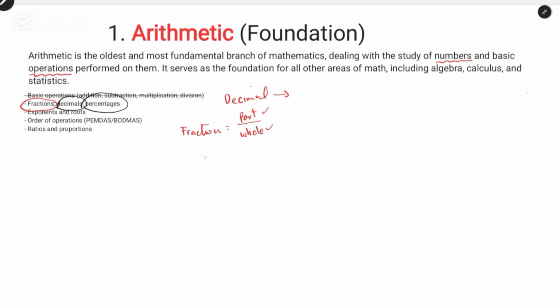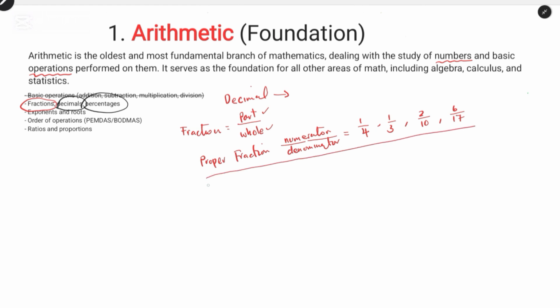We talked about proper and improper fractions. In a proper fraction, we know that the numerator must be less than the denominator. Examples: 1 on 4, 1 on 3, 2 on 10, 6 on 17. All of these can be regarded as proper fractions.